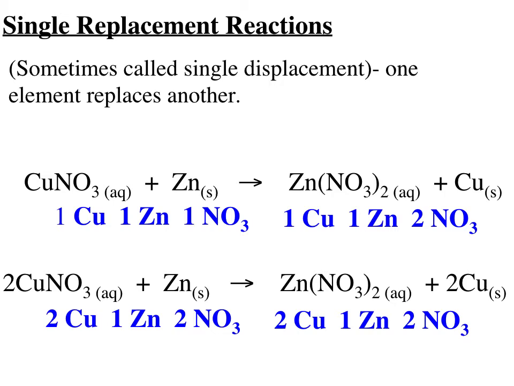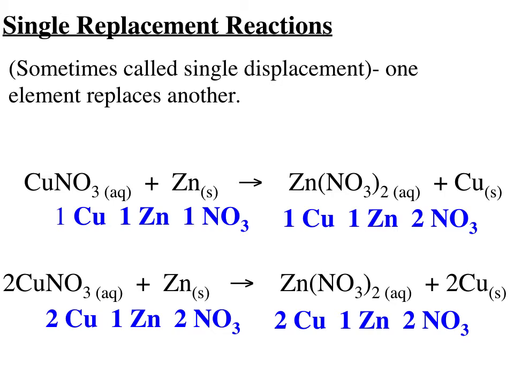First, note that the copper nitrate and zinc nitrate have an AQ subscript beside them. What this means is that they are dissolved in water. So I have dissolved solutions of copper nitrate and zinc nitrate. We'll have more to say about the nature of the copper nitrate and the zinc nitrate a little later when we look at some properties of these solutions. So notice I have a little S beside the zinc and the copper.